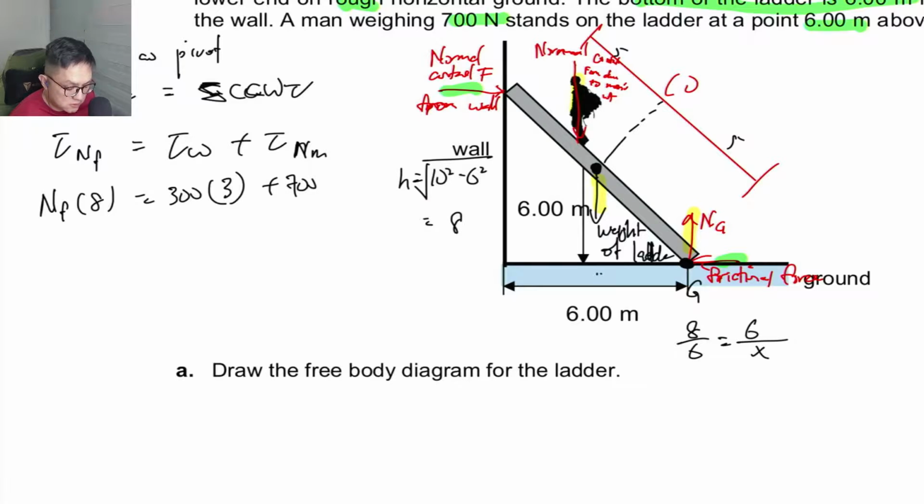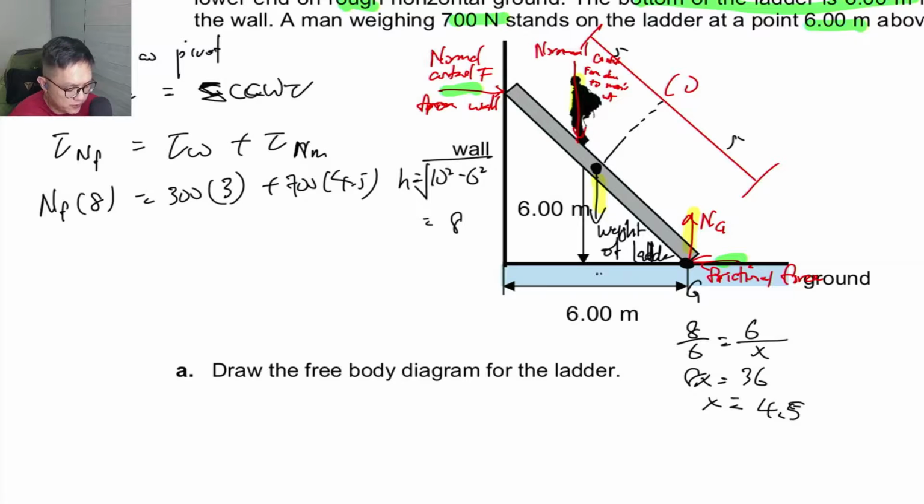So 8x equals 36. x is equal to 36 divided by 8. I get 4.5 meters. So this is multiplied by 4.5.